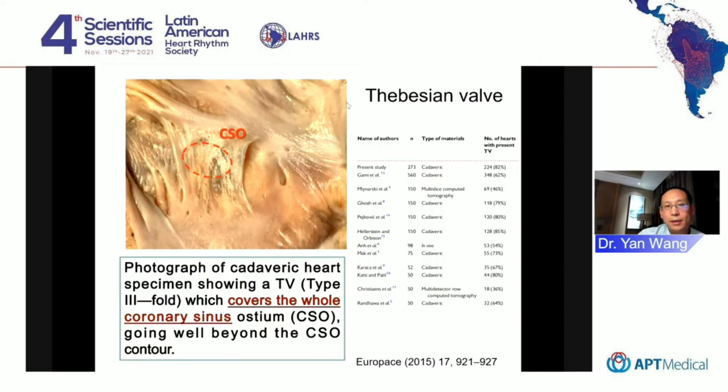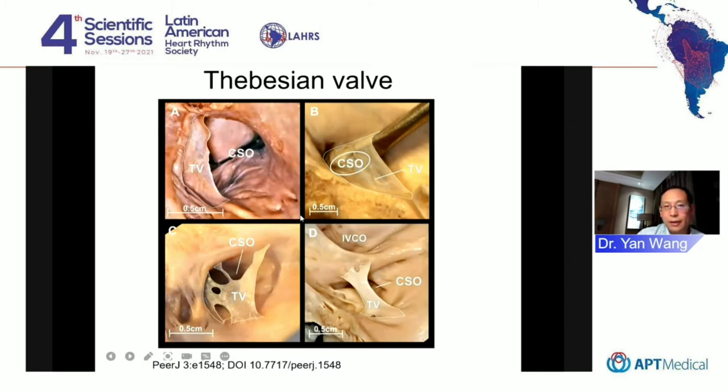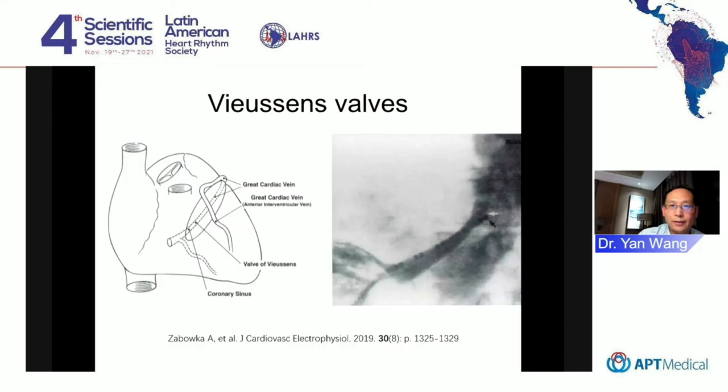There are other barriers and difficulties like this, as in another published paper. We can also see the Thebesian valve like this, the bridging type and fenestrated type, and sometimes a very small orifice. Another published paper of ours also showed the Thebesian valve like this. So in some cases, even if you try many times, it is difficult to place the catheter inside the coronary sinus. However, after you cross the orifice, you push the catheter into the coronary sinus.